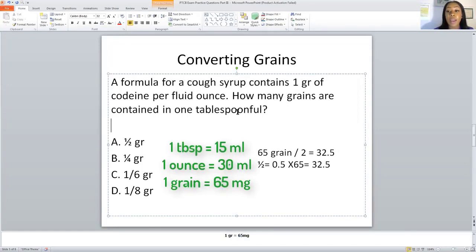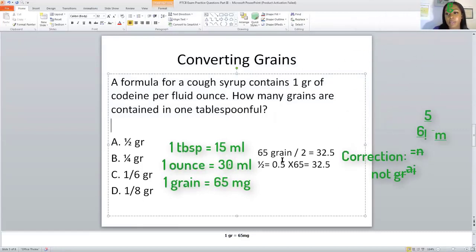So we have here, not 1 grain, it's going to be half of 1 fluid ounce. So 1 fluid ounce is 30 mls, and then we have 1 tablespoonful, which is 15 mls. 15 is half of 1 fluid ounce, right? Okay, so the easy way to do this, you can set it up in a ratio, but I just prefer to just go straight across like this.